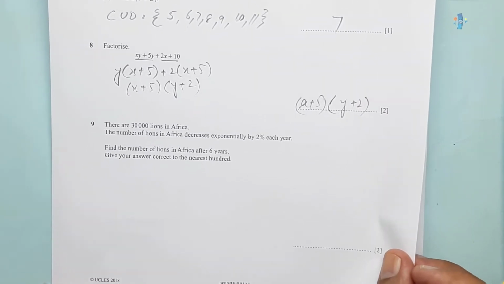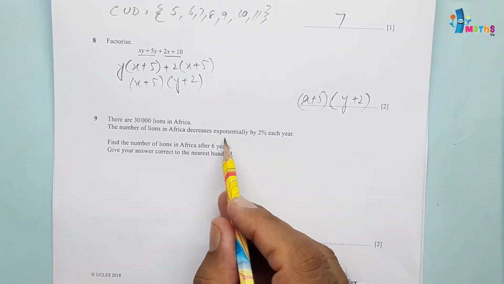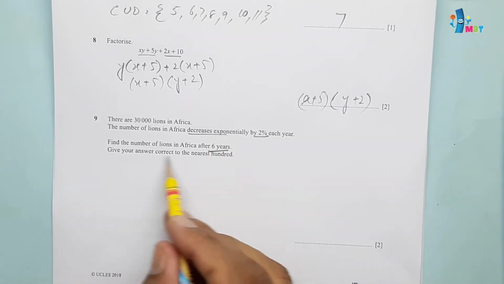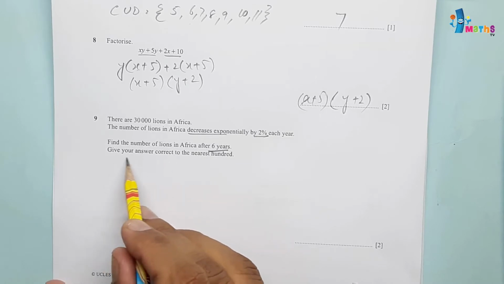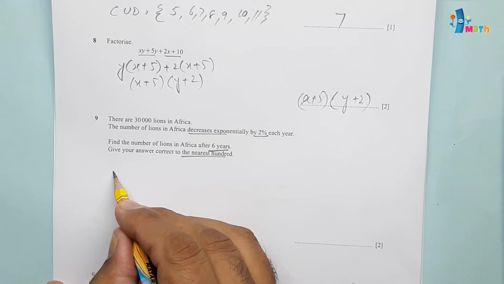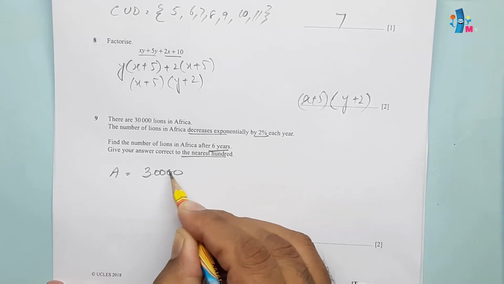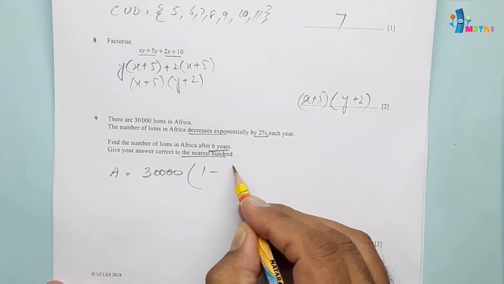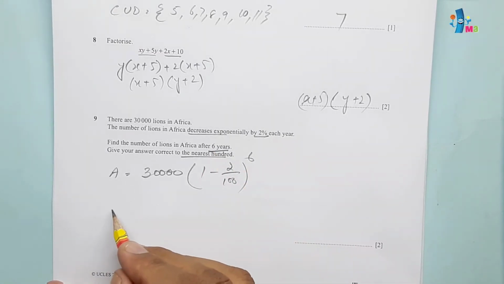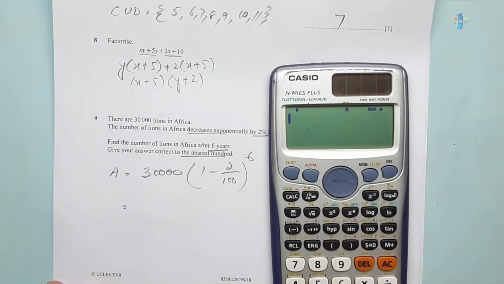Question number 9, there are 30,000 lions in Africa. The number of lions in Africa decreases exponentially by a rate of 2% each year, and after 6 years we have to calculate, and the answer should be correct to the nearest 100. So we can apply the formula: total amount will be equal to principal amount into 1 minus rate, which is 2%, raised to the power duration, which is 6. So similarly, we can simplify this.